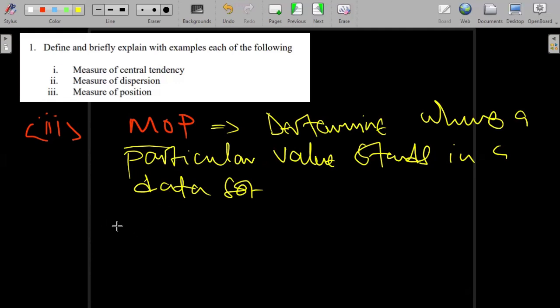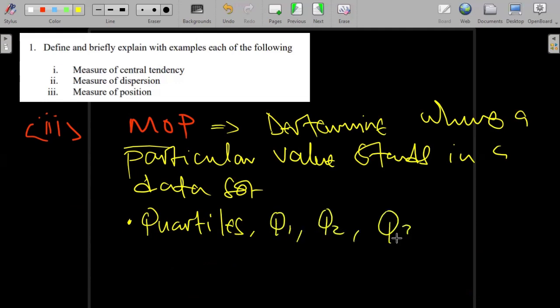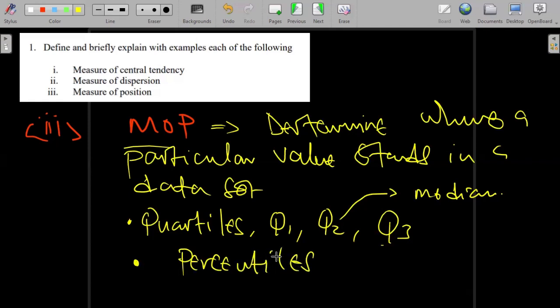An example of these measures of position is the quartiles. We have Q1, I've explained what it was. We have Q2, and then Q3, I also explained what Q3 was. This Q2 here is the same as the median. Q2 is just the median. And then another example is what we call percentiles. These percentiles are examples of measures of position. And then another example is what we call the deciles.